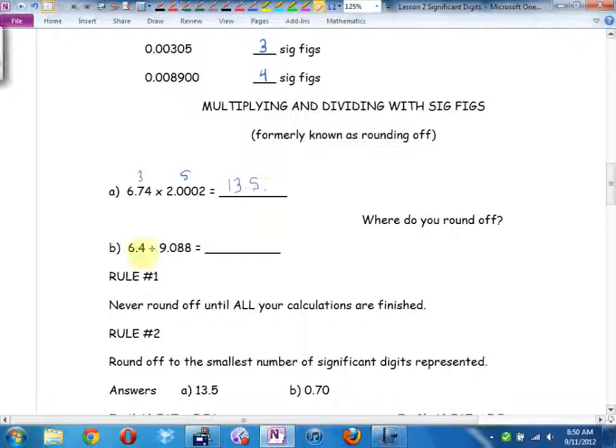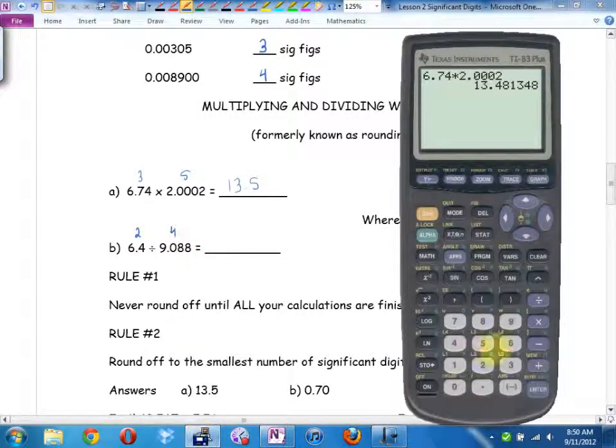B, how many sig figs in the 6.4? 2. How many sig figs in the 9.088? What am I going to round my answer off to? 2 sig figs. 6.4 divided by 9.088. Enter.